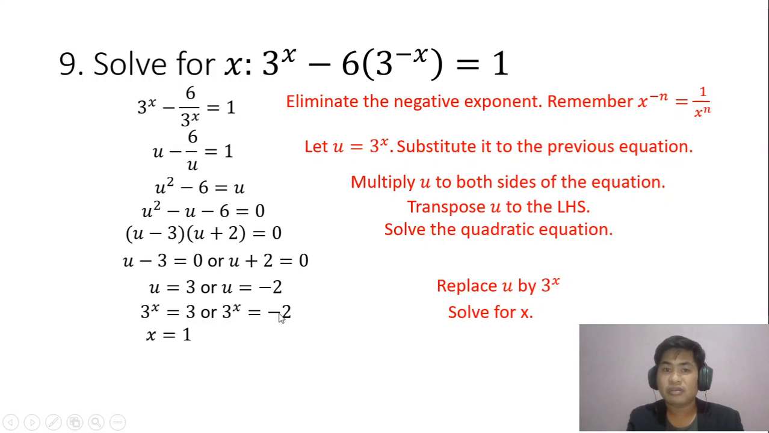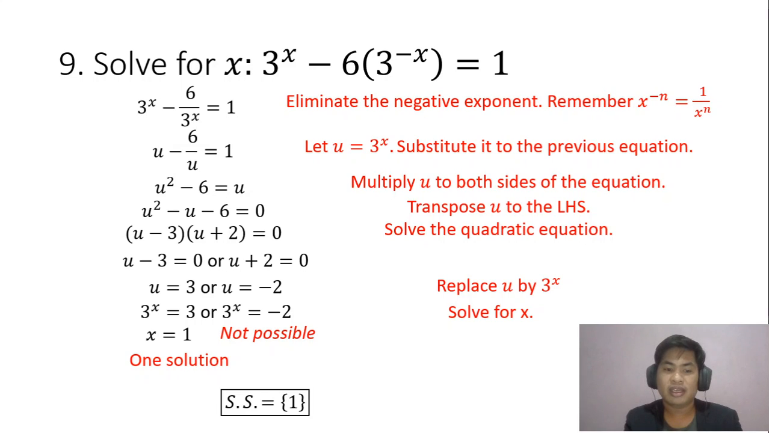negative man siya. So, remember, walay negative na exponent. We mean, ang exponent, dili pwedeng iyang answer is negative. So, dili siya pwede, not possible. So, we will only have one solution, and that would be x is equal to 1. So, our solution set is only 1, which is {1}.